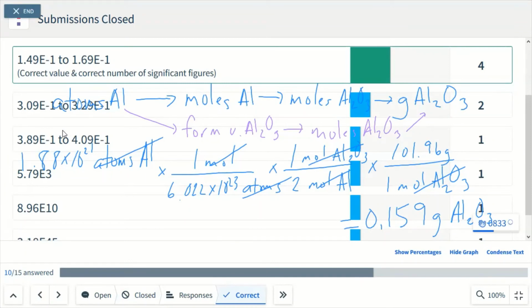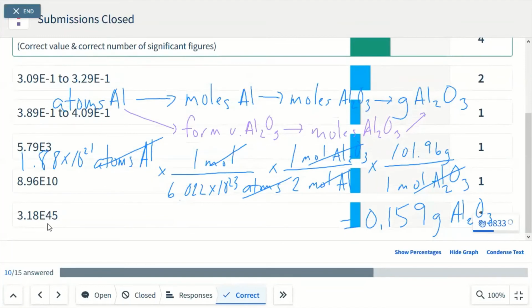So again, if you came in close, so if you're in this range here, you got 3 times or 0.3 instead of 0.159. That's because you forgot that 2-to-1 ratio. You forgot this middle step between aluminum and aluminum oxide. If you got one of these large exponential numbers like this one, that's what I was talking about. That's that scientific notation mistake that you made when you punched the numbers into your calculator. All right, any questions with this example?